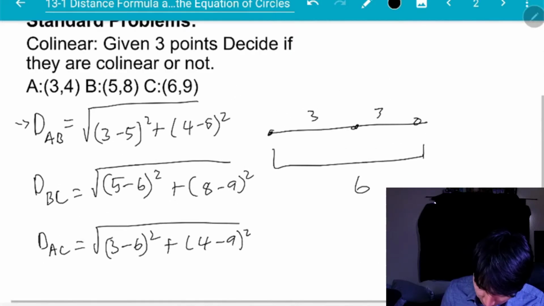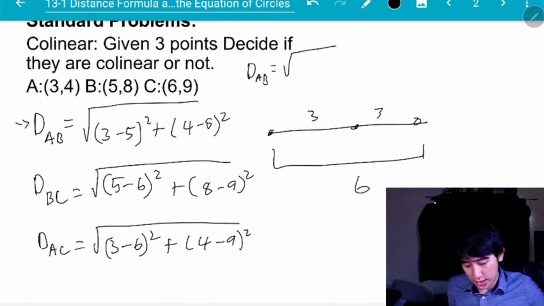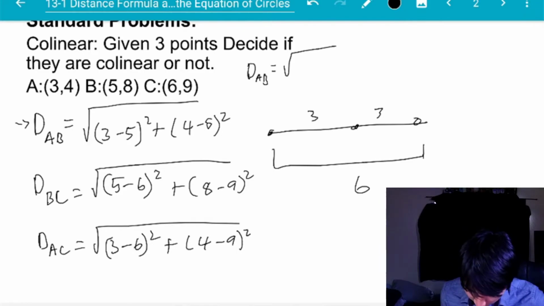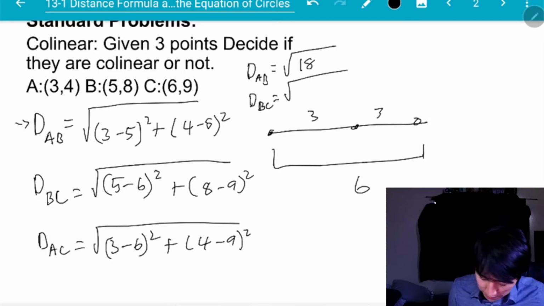Okay, so now we're just going to solve. We have the distance from A to B is equal to the square root of 3 minus 5, which is -2, and 2 squared is 4, plus 4 squared is 16, so 4 plus 16 is 18, square root of 18. Distance from B to C is going to be equal to the square root of 1 plus 1, so that's the square root of 2.